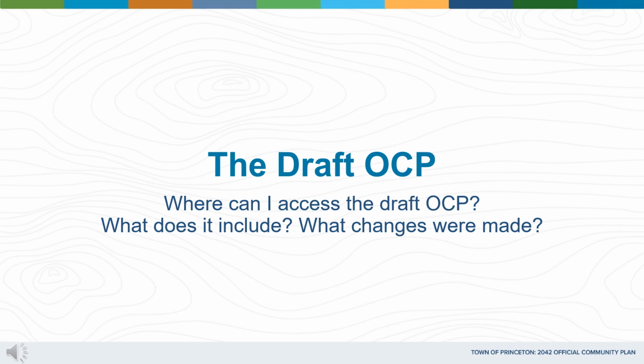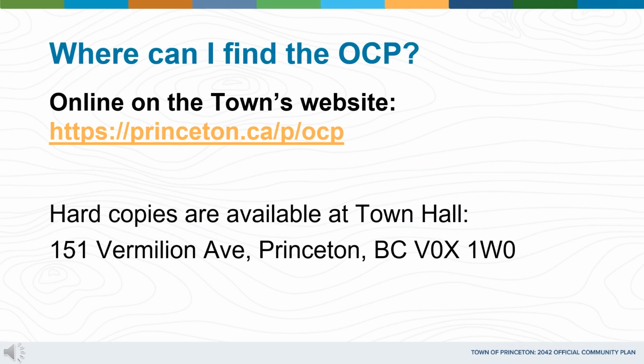So where can you find the draft 2042 OCP, and how is it different from the 2008 OCP? You can find a digital version of the draft 2042 OCP online on the town's website, princeton.ca/p/OCP. Hard copies are also available at Town Hall, 151 Vermilion Ave, Princeton, BC. Once the OCP is adopted, the final OCP will still remain on the town website and be available by hard copy.